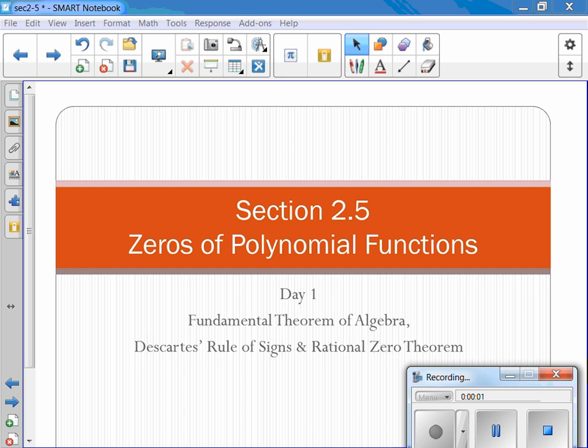Fundamental theorem of algebra, Descartes' rule of signs, and also the rational zero theorem. Today we're pretty much going to be looking at determining the possible number and type. We won't actually be finding the actual zeros, but narrowing down from an infinite amount of possibilities to a discrete amount.